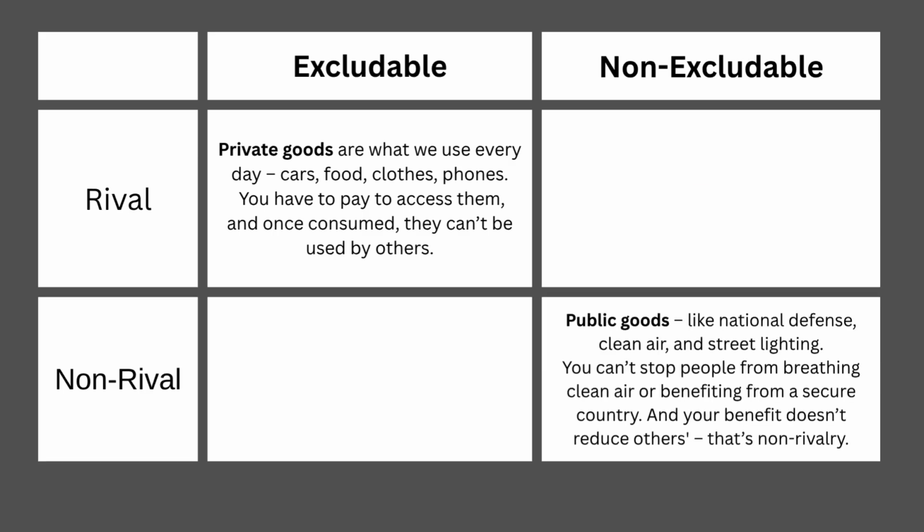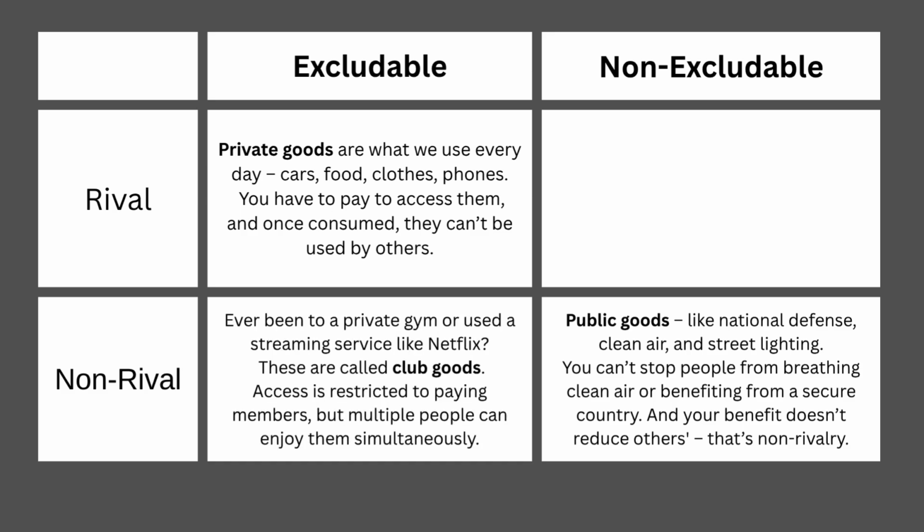2. Public goods. Non-excludable and non-rival. Now, contrast that with public goods like national defense, clean air, and street lighting. You can't stop people from breathing clean air or benefiting from a secure country, and your benefit doesn't reduce others'. That's non-rivalry. But here's the issue. Because people can benefit without paying, we face the free rider problem. This is where public finance steps in. Governments step up to fund these goods, ensuring everyone has access.